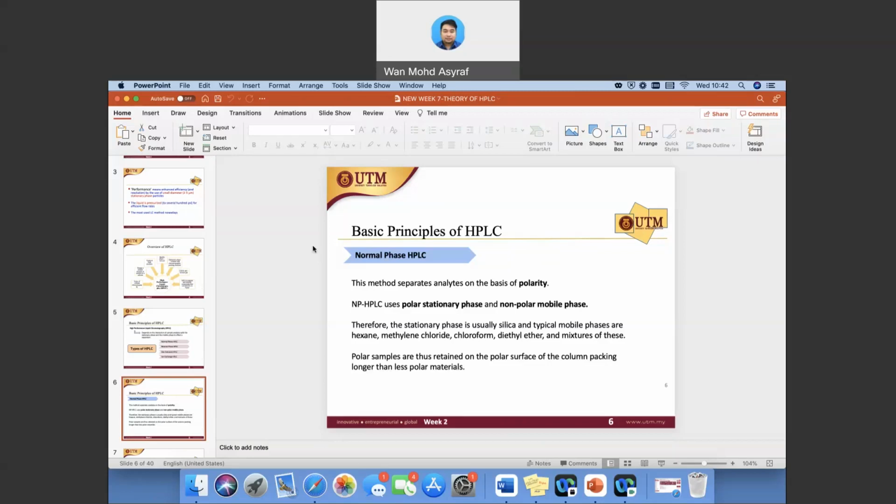Okay, so when I say that for normal phase, the stationary phase must be polar and the mobile phase must be non-polar, there is one question: what happens when there is a polar stationary phase and a polar mobile phase? Why does this happen? I mean, why does it need to be different?